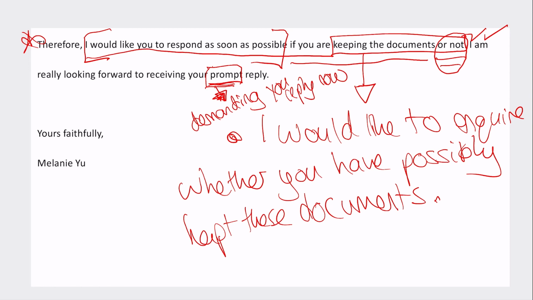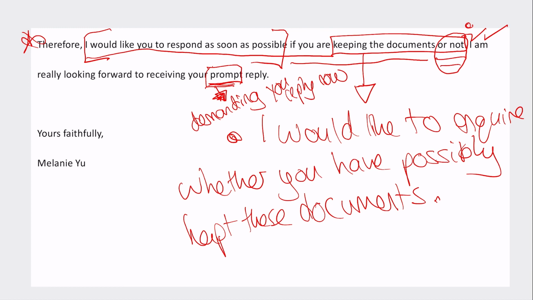It's much better, again, if we're going to rephrase this sentence as a question. I really hope it's possible for you to respond as soon as possible, or it would be really appreciated if there's any chance you could respond as soon as possible about this issue. And again, that's a much more polite way than saying, I'm really looking forward to receiving your prompt reply. Because by saying as soon as possible, you're saying as soon as you are able, or as soon as it is possible for you, which acknowledges that it's going to cause some issue for the person who's responding.